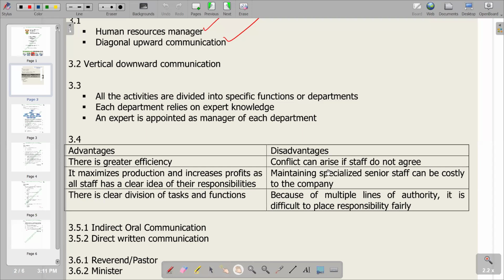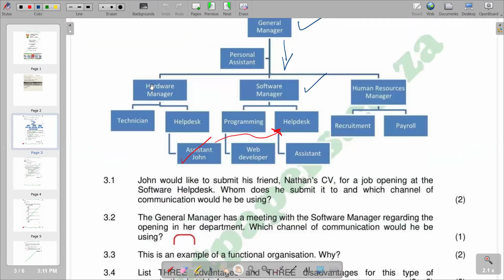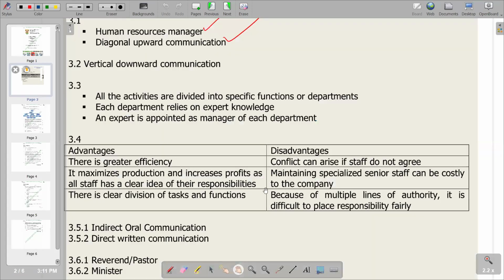The second one, maintaining specialized senior staff can be costly to the company. We are going to have specialized staff under the hardware, software, and human resources. Obviously they are specialists in their own way, so they have to be highly paid. So that becomes a disadvantage. And the last one, because of multiple lines of authority, it is difficult to place responsibility fairly. So that becomes the last disadvantage that we have.